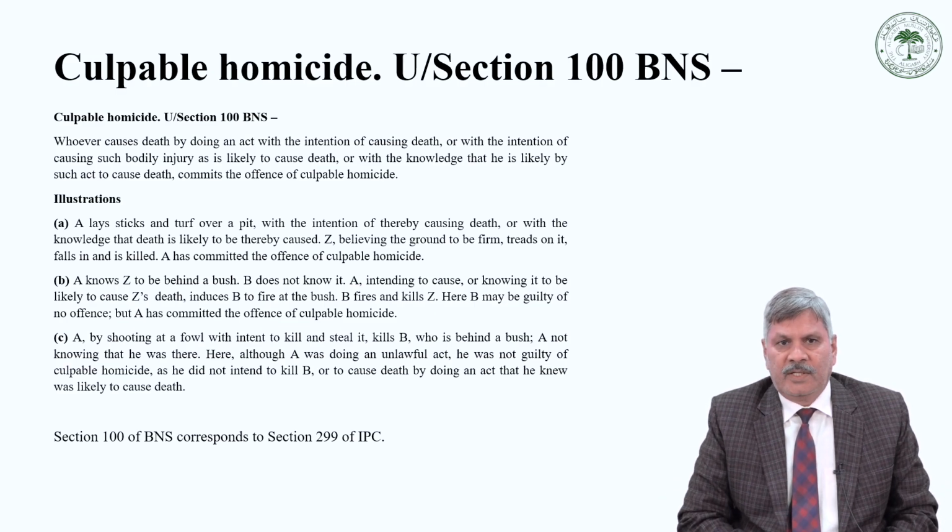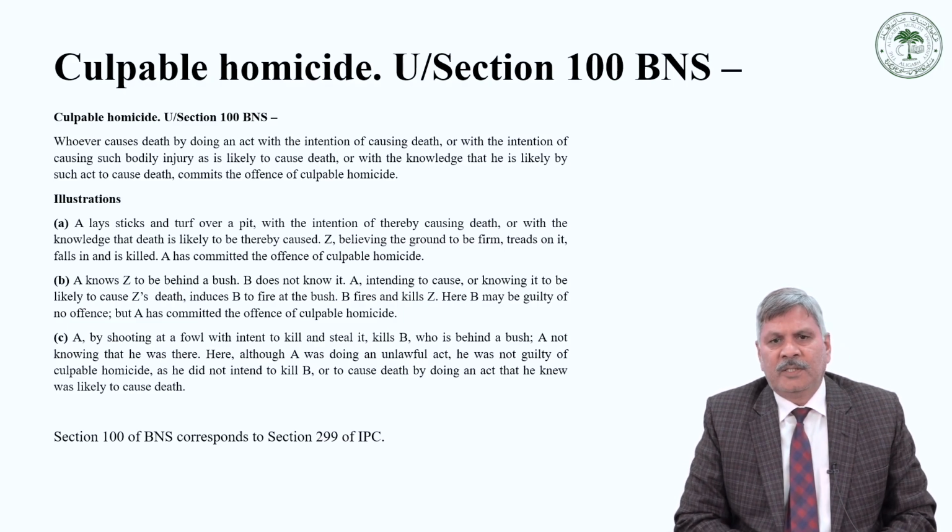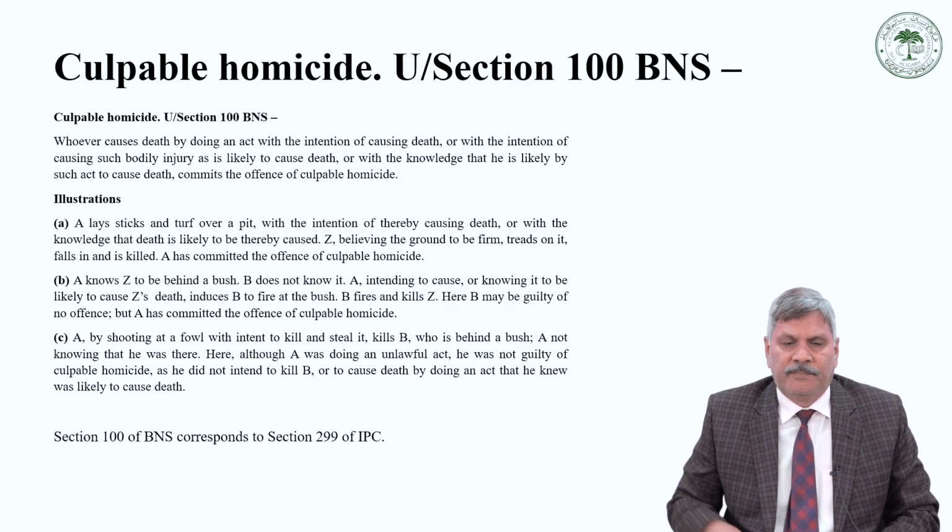Section 100 runs as: whoever causes death by doing an act with the intention of causing death, or with the intention of causing such bodily injury as is likely to cause death, or with the knowledge that he is likely by such act to cause death, commits the offence of culpable homicide. So, in order to hold a person criminally responsible for the offence of culpable homicide, the prosecution has to establish any one of these ingredients.